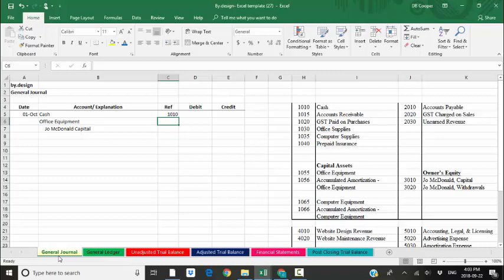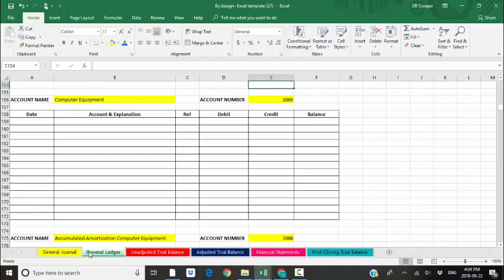Office equipment, where is office equipment under capital assets? It's $1,055, and her capital account is $3,010. So cash was $4,000, office equipment was $850, and capital is going to be both of those. And I'm just going to add them up together, and then I won't make a mistake. So now I can go into the general ledger and I can do these postings.